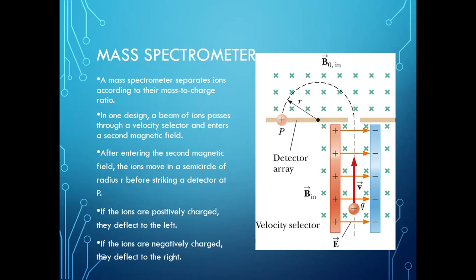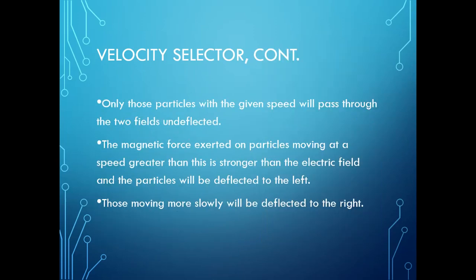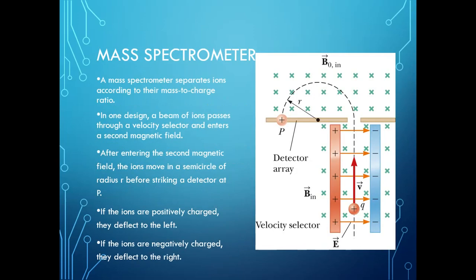Okay, so now the mass spectrometer. We were discussing velocity selectors, but now we are discussing mass spectrometers. Mass spectrometers separate ions according to their mass to charge ratio. In one design, a beam of ions passes through a velocity selector and enters a second magnetic field.